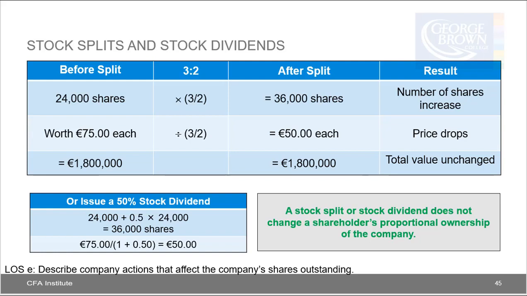Okay? So the overall value of the company should not change. So the price of a share should decrease, but the value of any single shareholder's total shares should not change in value. Okay? So given that stock splits and stock dividends do not have any effect on company operations or value, why do companies take these actions?